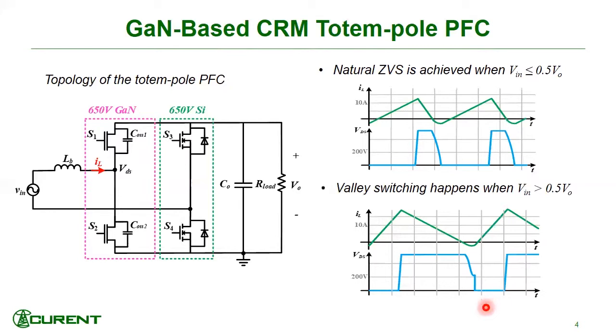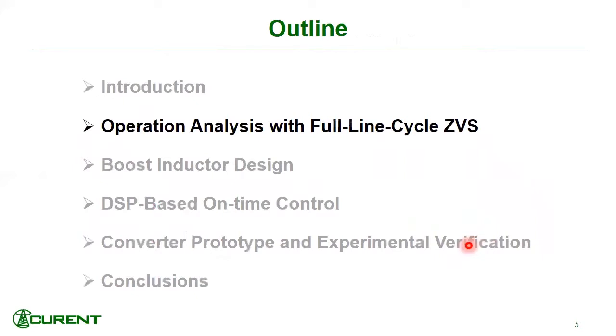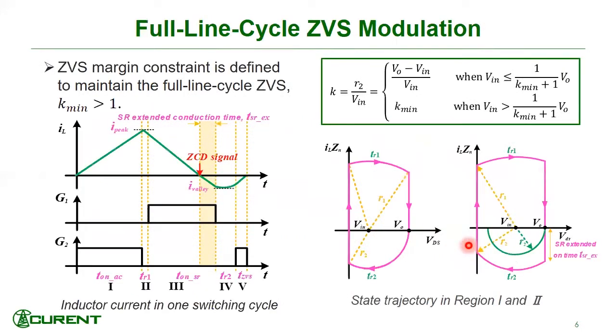So if we want to further increase the efficiency, we need to achieve soft switching also in region 2. If we could further increase the negative current to gain more energy, then soft switching is ensured. That is also the basic idea for the ZVS control. So how can we achieve ZVS in the full line cycle? This picture shows the inductor current in one switching cycle and the two gate signals for the devices. In the second region, to achieve soft switching, we purposely expand the conduction time of the synchronous rectifier switch so that we can get a more negative current and the energy is enough for soft switching.